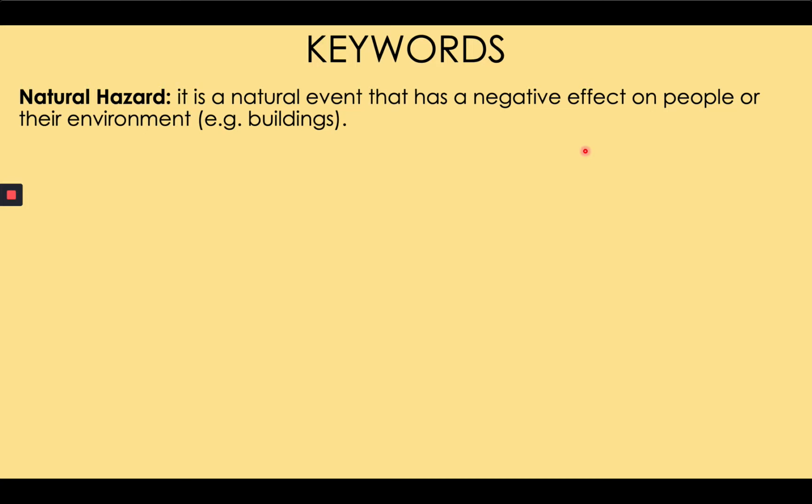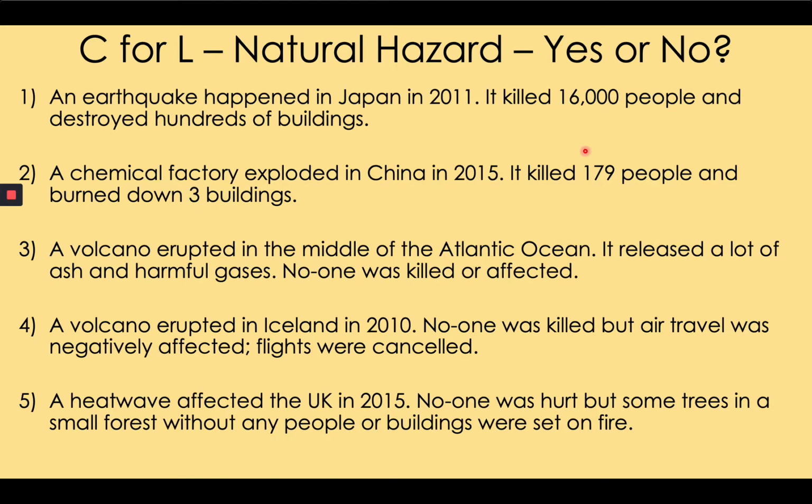Let's do a little check to see if you understand this idea. I'm going to show you some statements, and you have to say yes, it is a natural hazard, or no, it isn't. So number 1, an earthquake happened in Japan in 2011. It killed 16,000 people and destroyed hundreds of buildings. Was that a natural hazard? You should have said yes, it was.